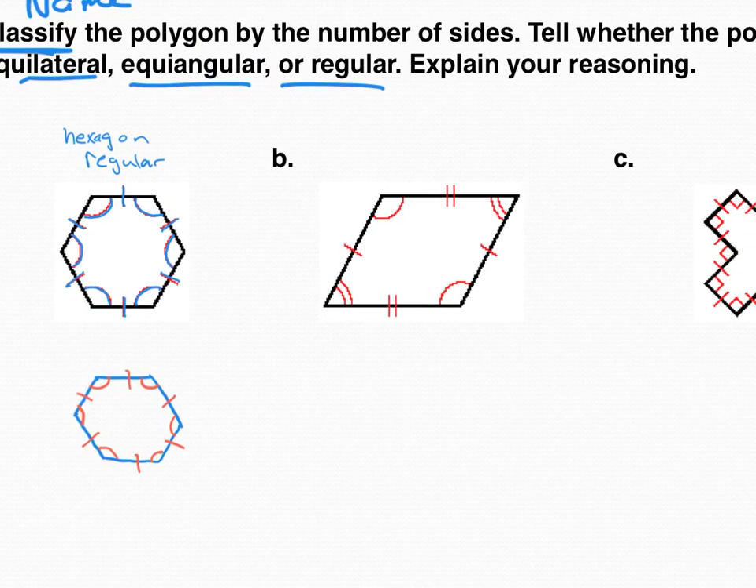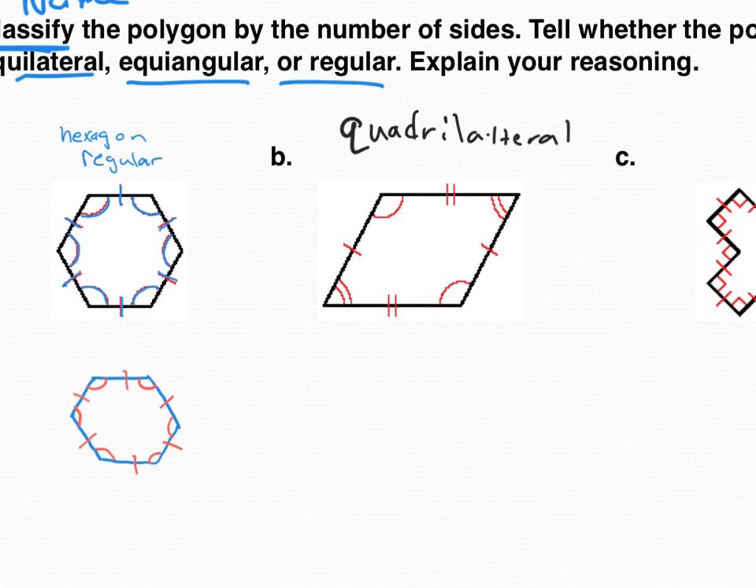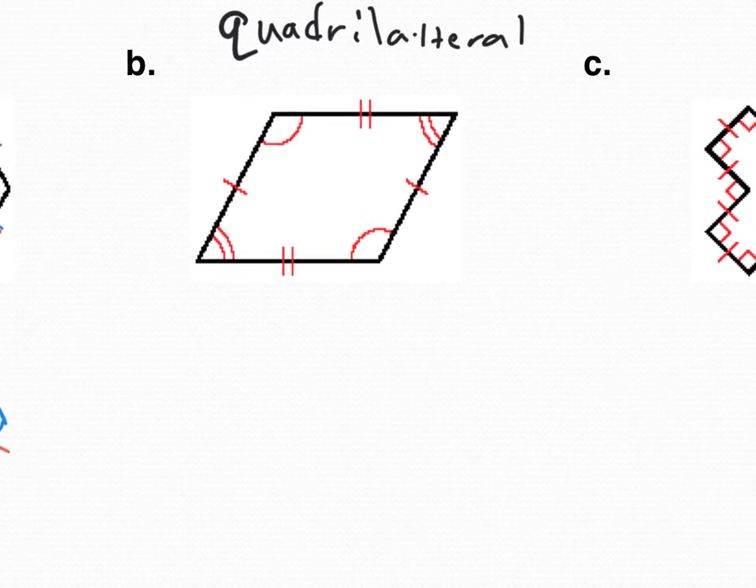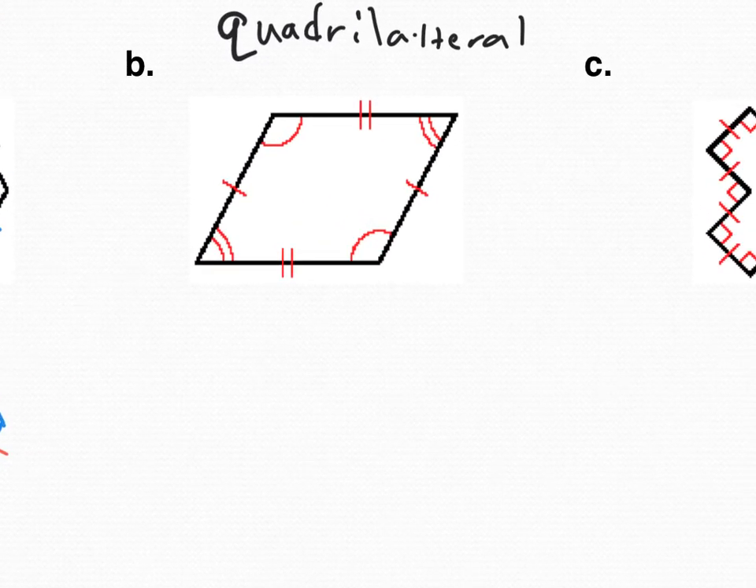Let's name this second shape. A quadrilateral. It is just a 4-sided figure. And let's talk about, is it equilateral, equiangular, regular? None of the above. Why not?